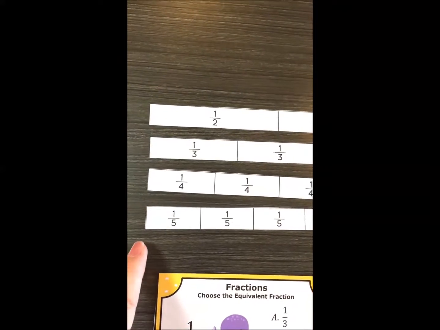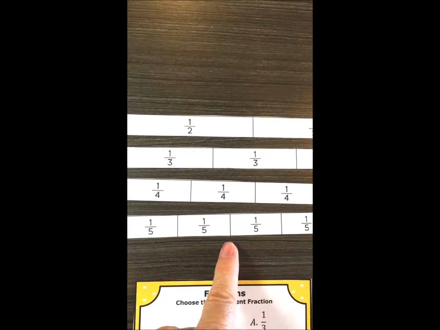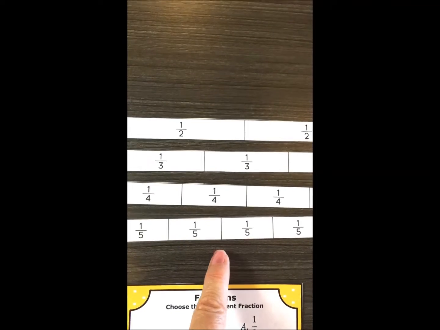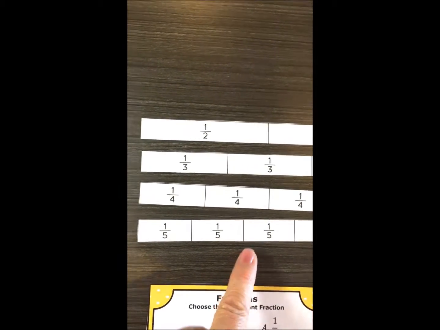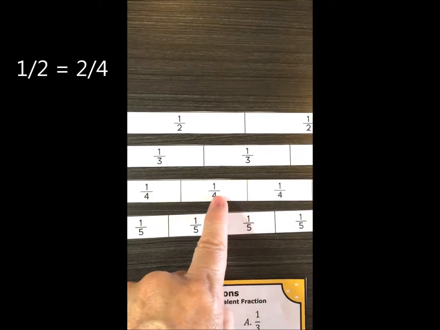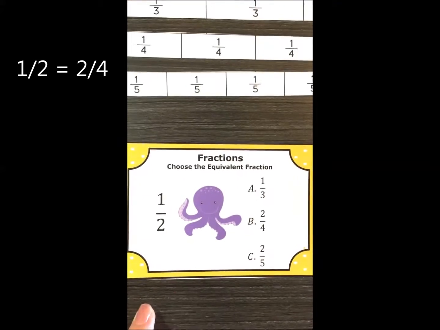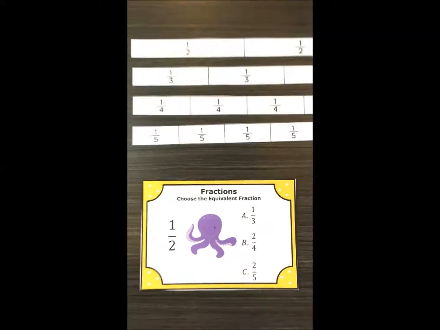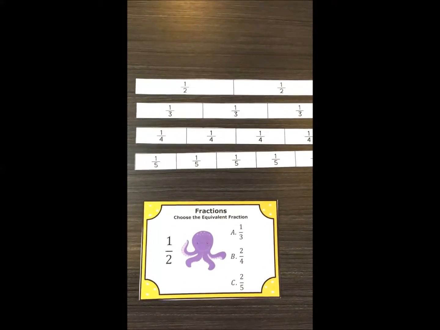1/2, 2/5. Nope, it looks like 2/5 is smaller. So for this problem, 1/2 does equal 2/4. The correct answer would be B. 1/2 equals 2/4.